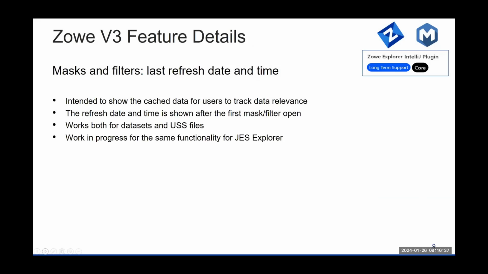Yes, and as I said, it's intended to show the cache data for users to track data relevance. The refresh date and time is shown after the first mask or filter open. So if it's not open yet and we don't have cached children of that mask or filter, it would not show the refresh date and time. As I mentioned, it works both for datasets and USS files, and for the JES Explorer, the same functionality is in progress. Okay.